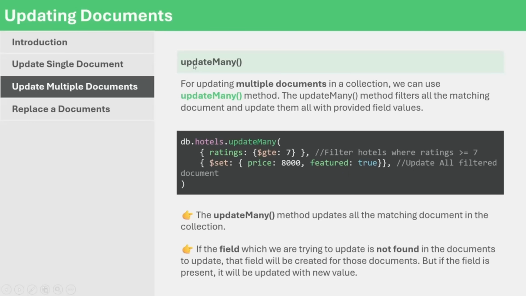Now let's talk about the updateMany method. This updateMany method is used to update multiple documents at a time. It works in the same way as the updateOne method, but what updateOne does is, if it filters multiple documents, it is going to update only the first matching document. But updateMany is going to update all the matching documents. Let's see this in action.